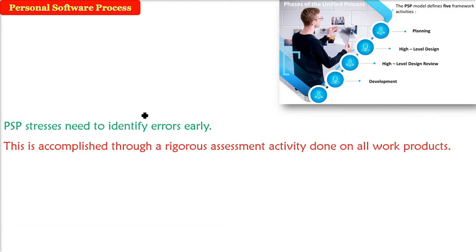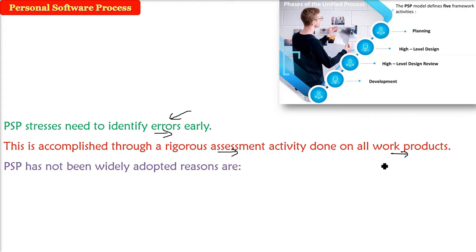PSP, as you might have understood now, is all about identifying problems and errors early. That is why we have metrics and measurement. And the individual is told to find out the defect estimate. For that, we need some good assessment type of activity, and this will be done on all the work products. For PSP, a rigorous assessment activity is there.